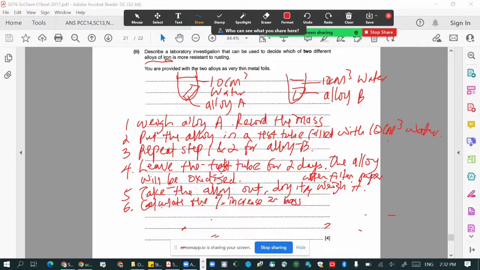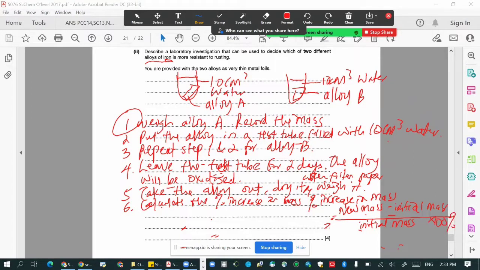How do you calculate the percentage increase in mass? You have to write down the formula. Percentage increase in mass would be the change in mass, the increase in mass. How do you find that? New mass minus initial mass. Initial mass is the one that we weighed here. So new mass minus initial mass, divided by initial mass, times 100%. That would be the percentage increase in mass.